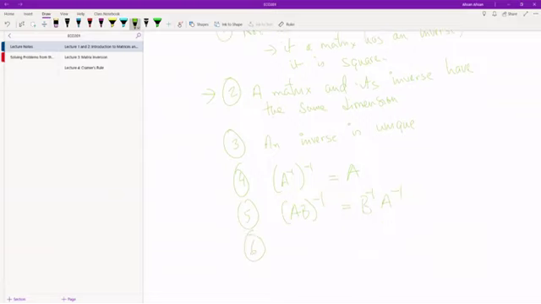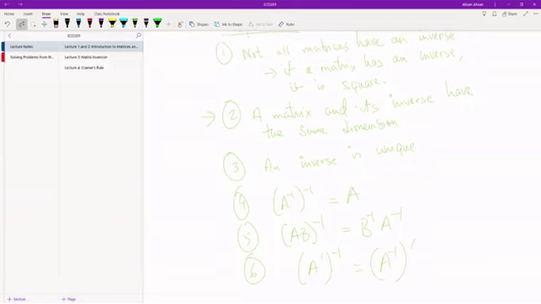And the sixth one, if we have A prime, which is the transpose, and then we take the inverse, this is the same as taking the inverse and then taking the transpose. So these are just relationships you guys have to remember. It's not that difficult. And this is it for today's lesson.